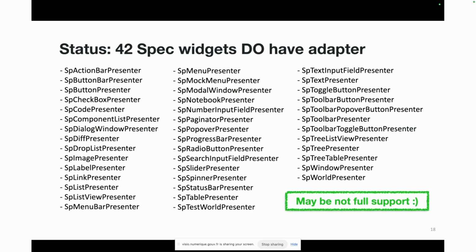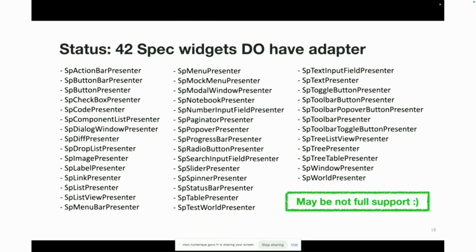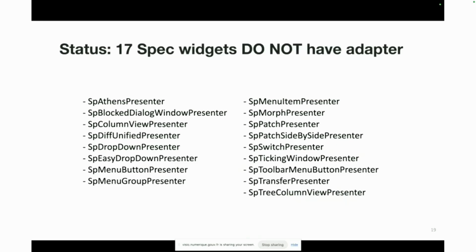So the current status is that we have all these 42 adapters or widget presenters. They have an adapter right now. Maybe some of them require some fixes, of course. This is not finished. But we count with all these adapters, and 17 still are not there, but they are not the most essential, in my opinion.